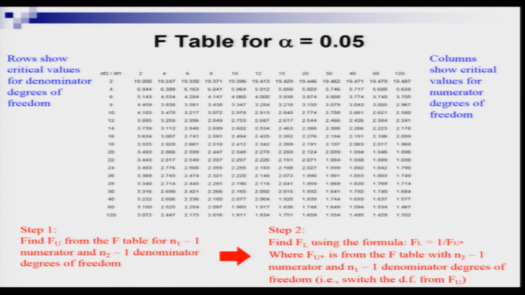Okay. And then in step 2 you have to find the FL, the critical value at the left tail, by using a formula, and that is given by FL equal to inverse of FU star. Now, this FU star is not the FU that you have computed in step 1, this is somewhat different. So, what is it? Here the FU star actually is to be found from the F table with n2 minus 1 numerator and n1 minus 1 denominator degrees of freedom. So, you have to basically switch the degrees of freedom from the calculation of FU.